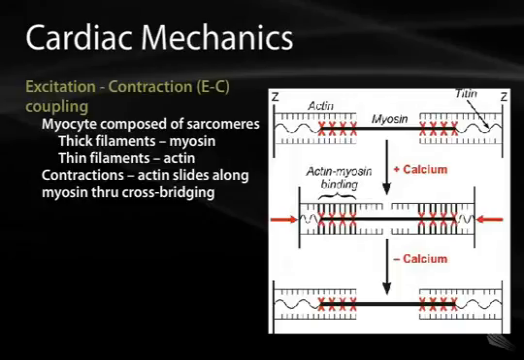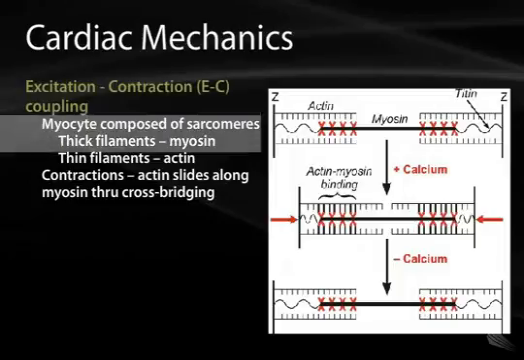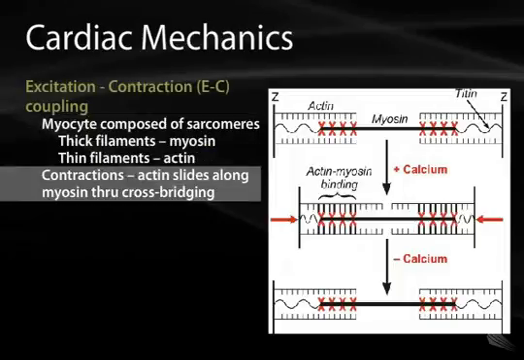Cardiac mechanics are directly coupled to excitation. We call this excitation-contraction coupling. The actin-myosin cross-bridging requires calcium, and calcium is only present in the cytoplasm of the cell during phase 2, or the plateau of the action potential. Therefore, once calcium is present in the cytosol, this allows for actin-myosin binding and for contraction of the cardiac myocyte.